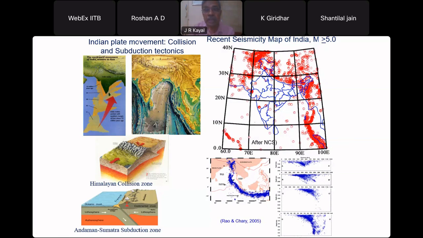That means the plate is subducting and earthquakes are deeper, and we call them the Benioff zone. So this is the Indian plate situation. Collision zone earthquakes are shallow earthquakes, and subduction zone earthquakes are deeper earthquakes, and the intraplate earthquakes are within the plate, they are mostly shallow.